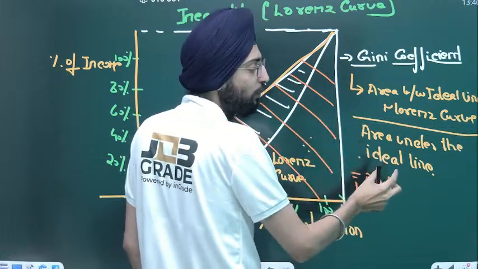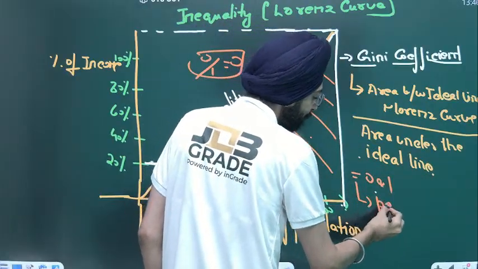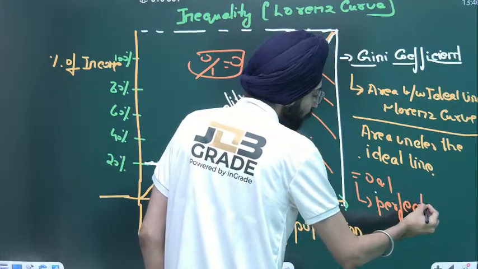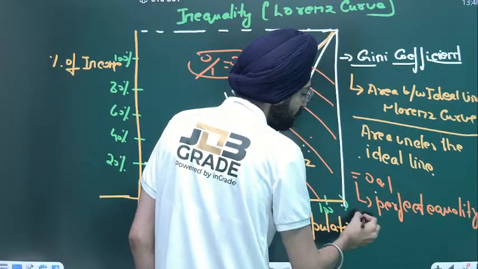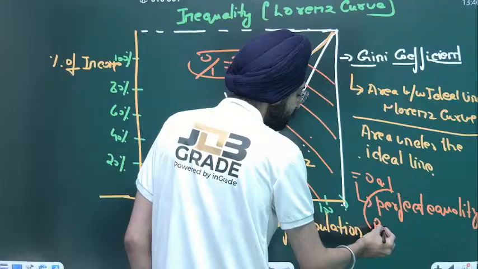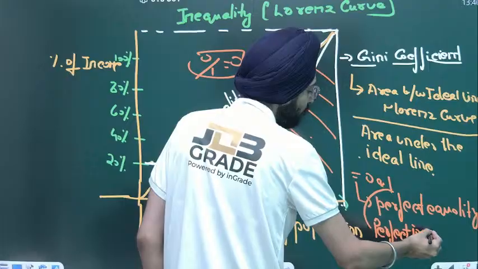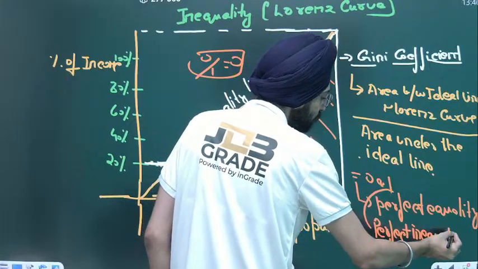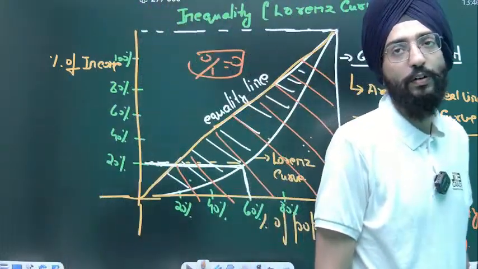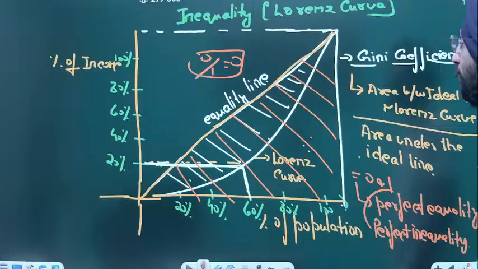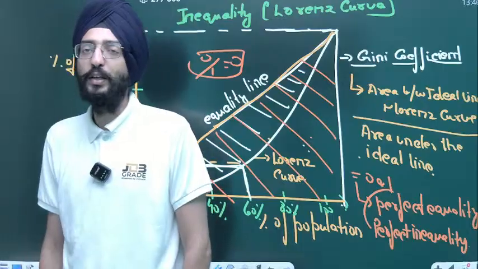But close to 0 would be Scandinavian nations like Denmark and Sweden. So 0 represents perfect equality, and 1 represents perfect inequality. That's how this curve works. I hope you got this curve. That's called the Lorenz curve. This depicts the complete inequality that's there in our society.